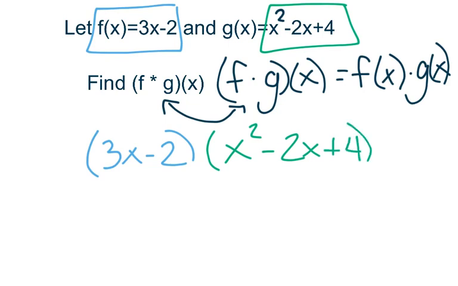So anytime you multiply two different quantities, you have to use the distribution method.